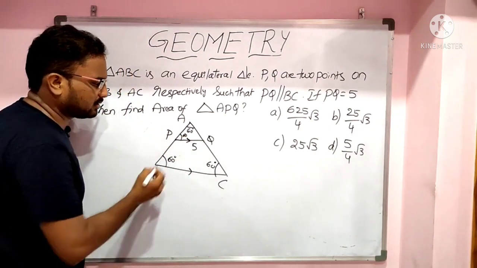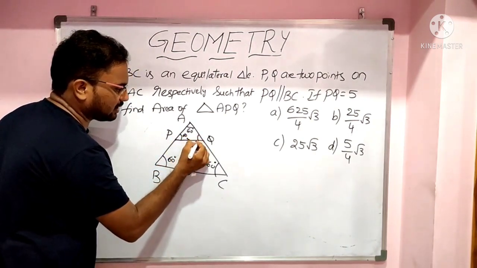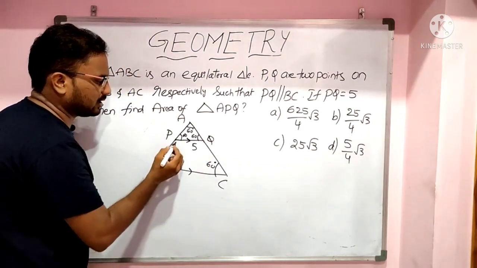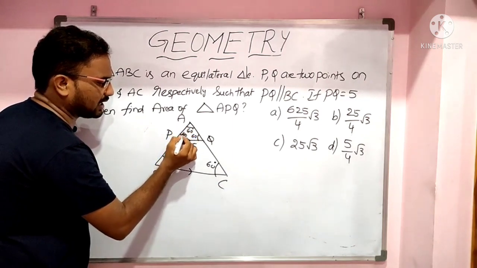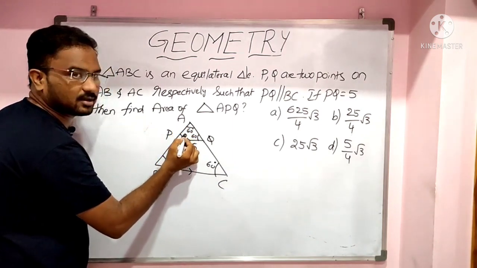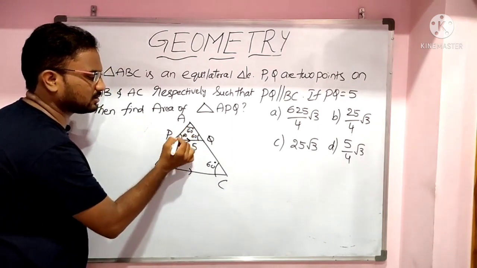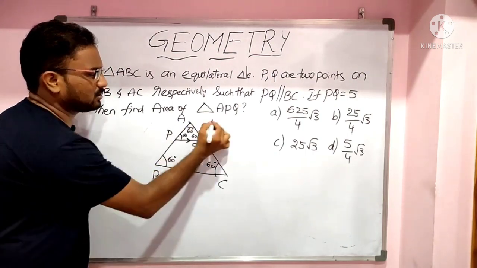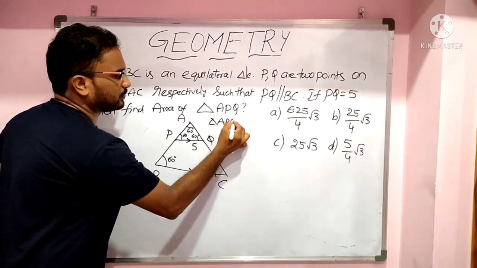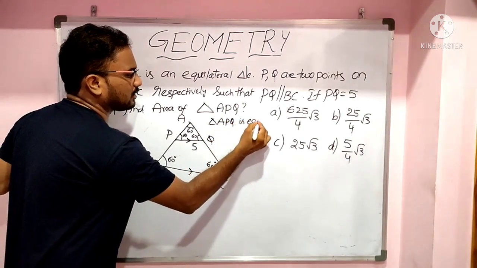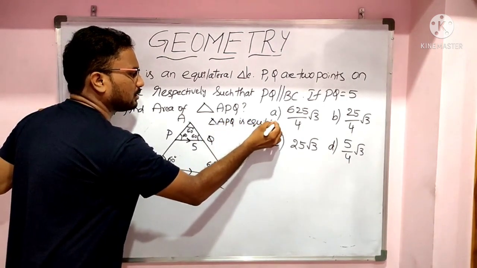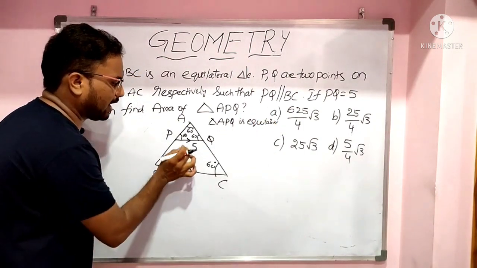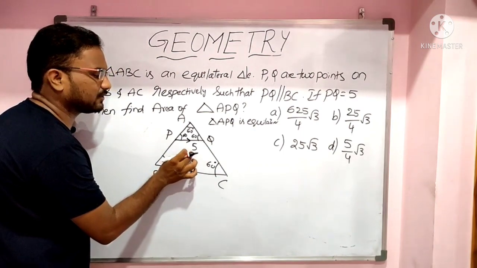Okay. And here this is 60, 60. This will be automatically 60. So here, each angle is 60 degrees. In this triangle each angle is 60 degrees. So triangle APQ is also an equilateral triangle. Hence the side of the equilateral triangle is 5.